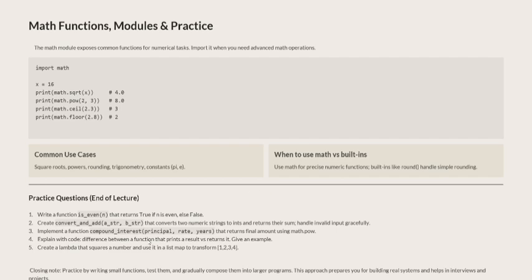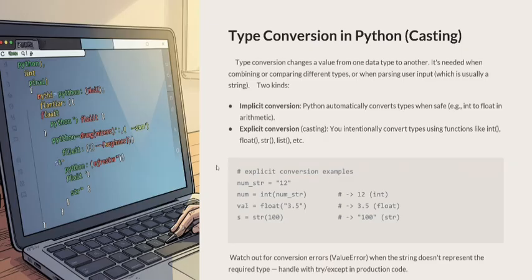So it receives it as a string. For example, age is equal to input, enter your age. Even if the user enters 20, Python stores it as 20, which is a string. If we want to perform mathematical operations, we need to convert it into an integer.